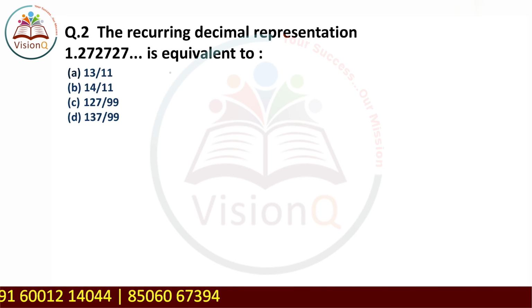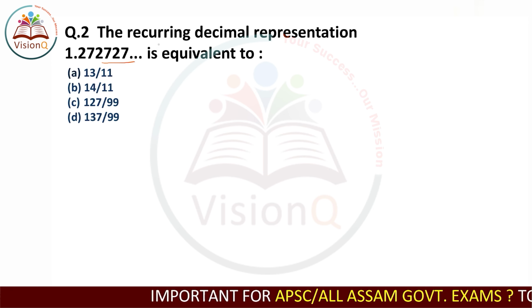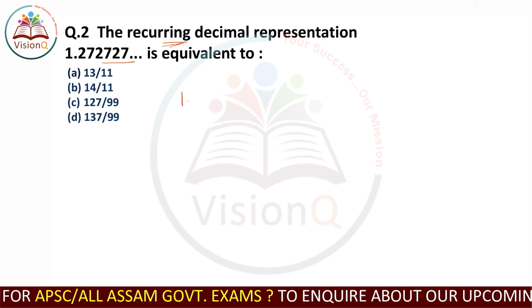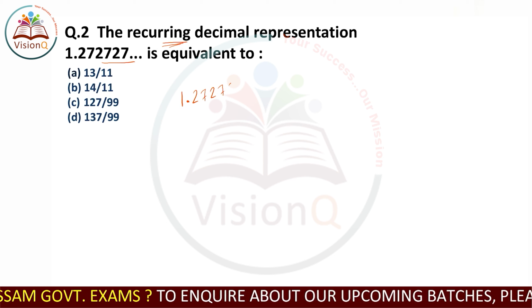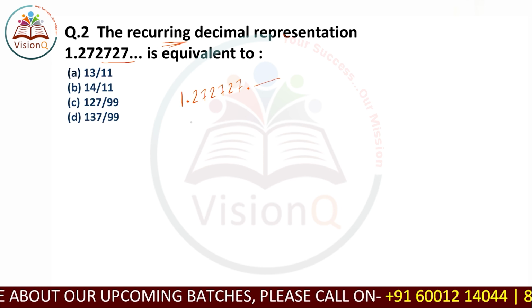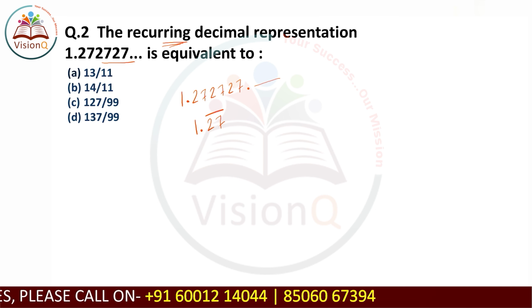A question on the topic of number system, a very important question for any examination. The recurring decimal representation of 1.272727 and so on is equal to what? So recurring decimal means a repeating decimal, which is 1.272727 and so on. The digits which repeat, we give a bar above the digits which are repeating.